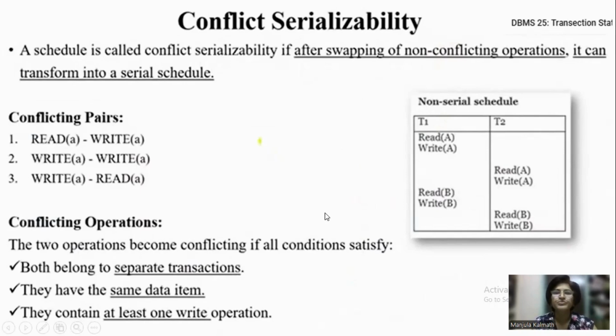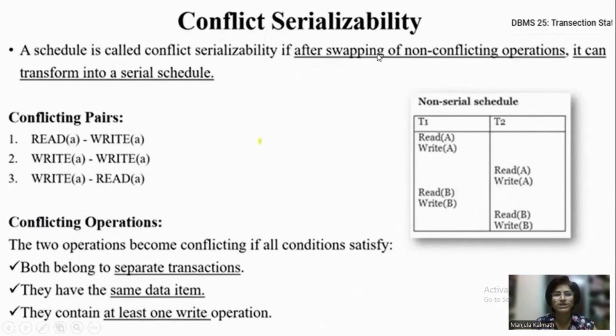One is the schedule with multiple transactions. And when multiple transactions are there, we have the same data shared among the multiple transactions. Even though the same data is shared among the multiple transactions, any one of the operations should be a write. When these three properties are satisfied, it is called conflict serializability.